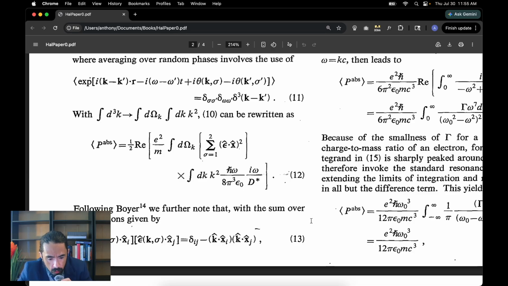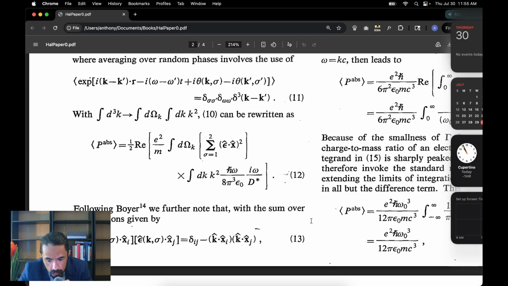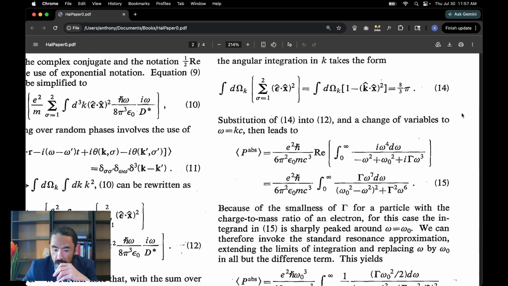So with the sum over polarizations given by what I just read, the angular integration in lowercase k takes the form of equation 14, where we have the integral of d capital omega sub k of the sum on sigma from 1 to 2 of the square of the dot product of the vector epsilon hat with the vector x hat. This is equal to the integral d capital omega sub k of the quantity in square brackets 1 minus the quantity squared of vector k hat dot product with the vector x hat. This is then equal to 8/3 pi.